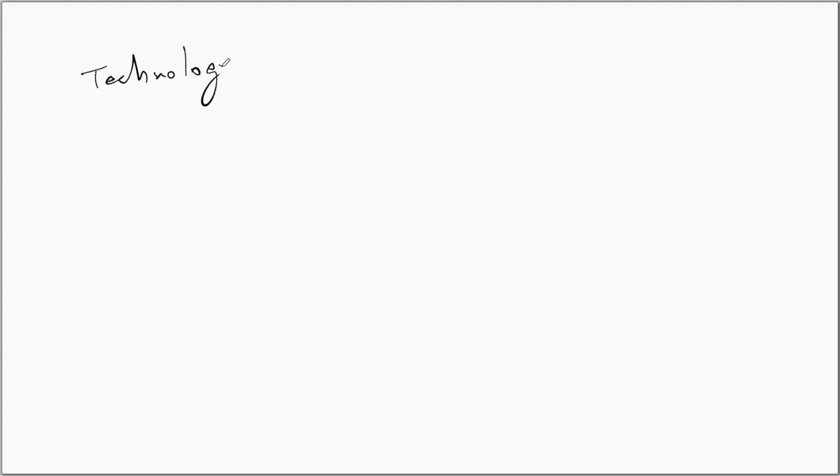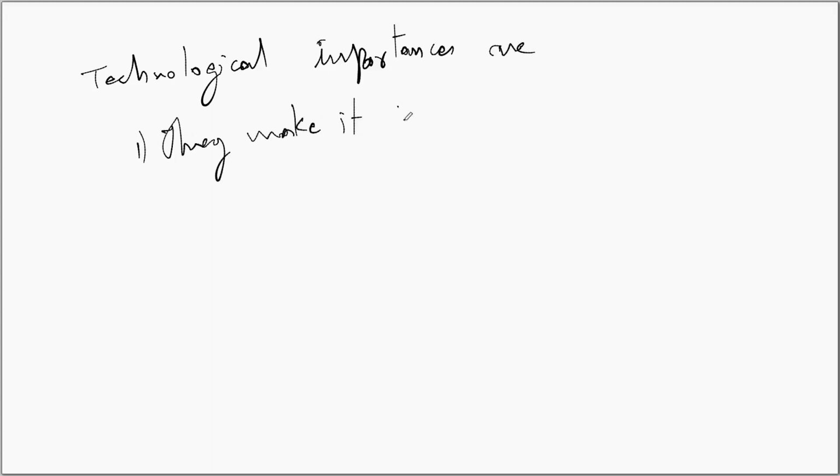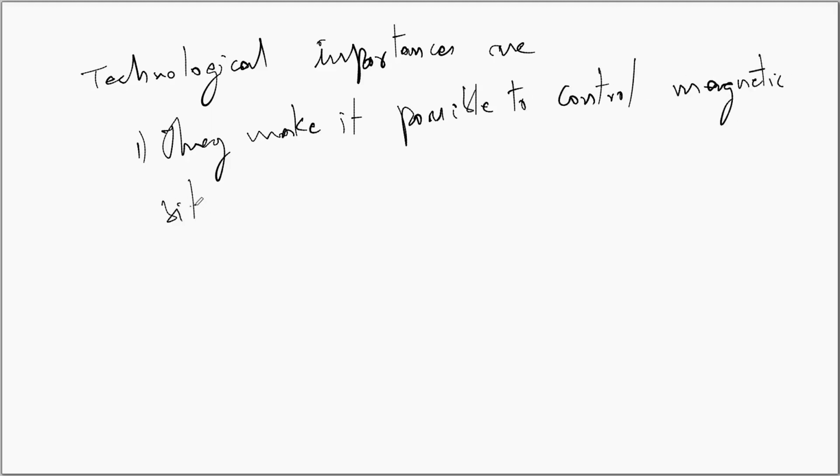Their technological importances are: they make it possible to control magnetic bit by electric bit, and secondly, the coupling of ferroelectric and ferromagnetic materials might give some novel properties which are not present in either state alone.